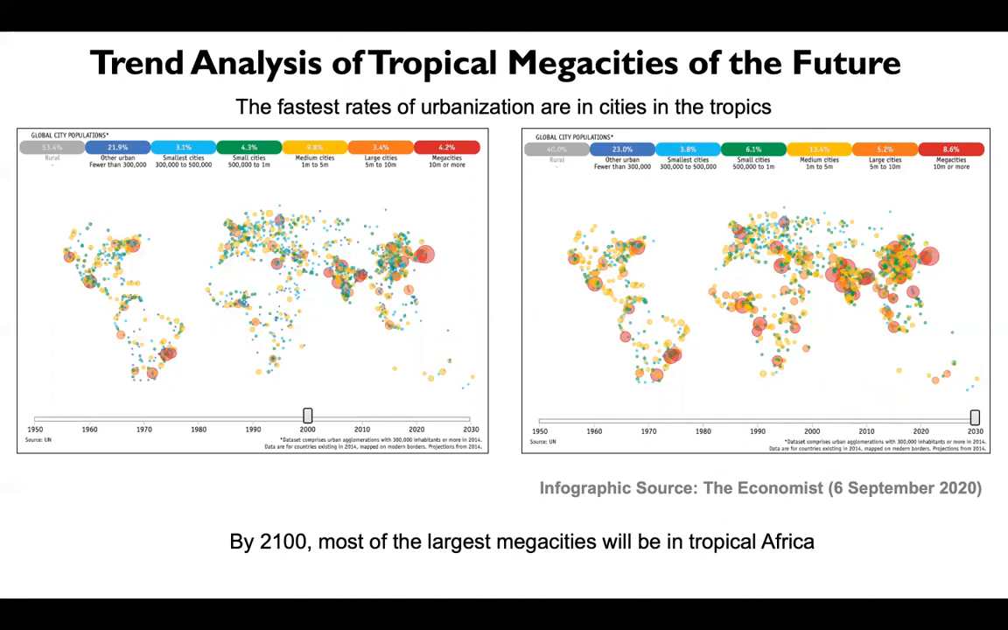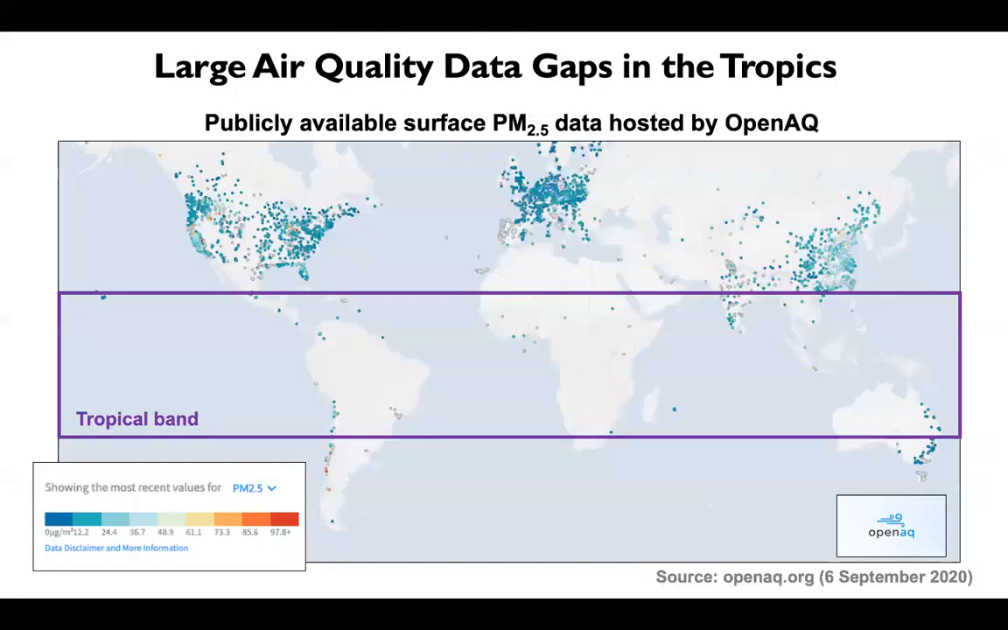Two main reasons is because this is a region of the world that's undergoing the fastest rates of urbanization. And so by 2100, most of the largest megacities will be in tropical Africa, for example, because there are other formidable cities in the tropics that are of interest, but Africa is of particular interest because of the rapid population growth. Another reason is that this is a really large air quality data gap in the world.